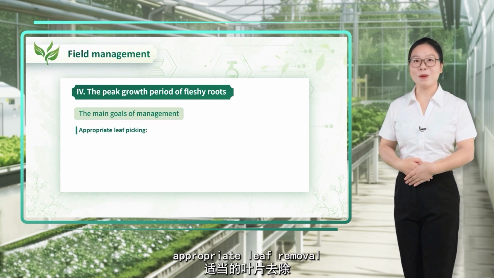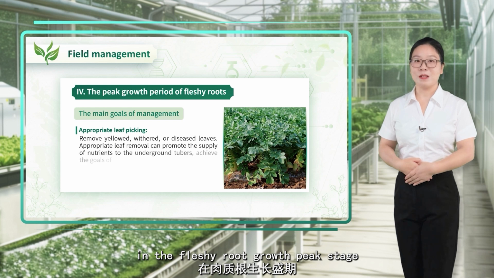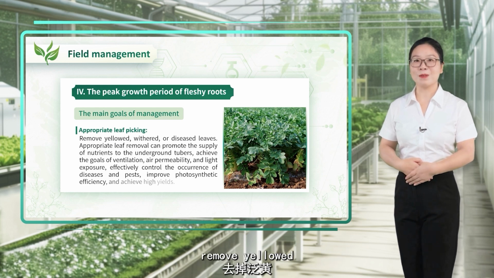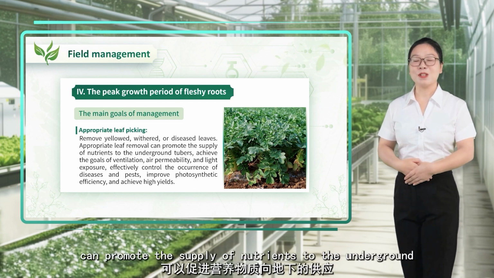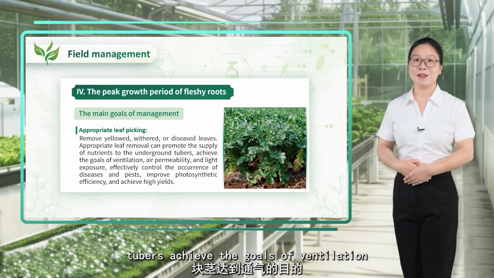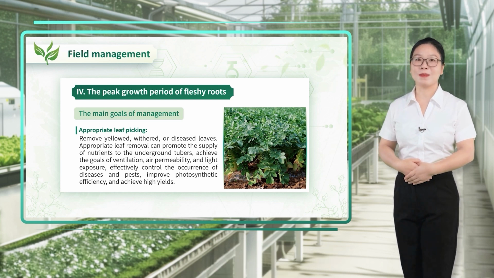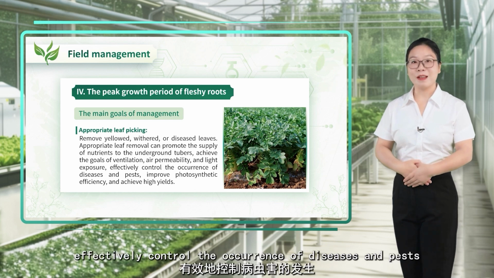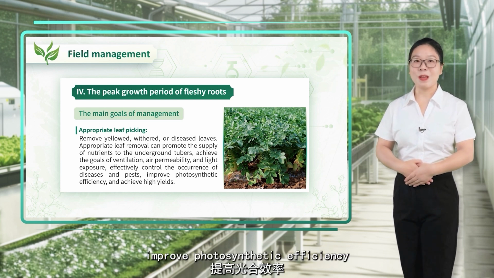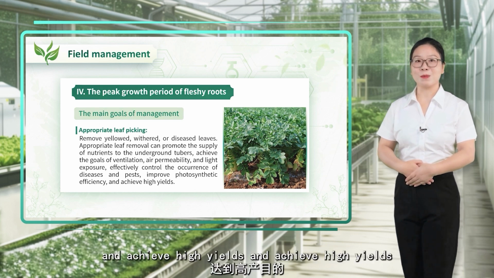Appropriate leaf removal in the fleshy root growth peak stage. Remove yellowed, withered, or diseased leaves. Appropriate leaf removal can promote the supply of nutrients to the underground tubers, achieve the goals of ventilation, air permeability, and light exposure, effectively control the occurrence of diseases and pests, and improve photosynthetic efficiency to achieve high yields.